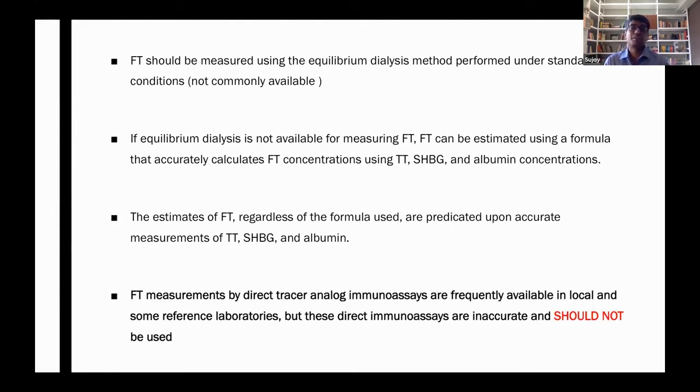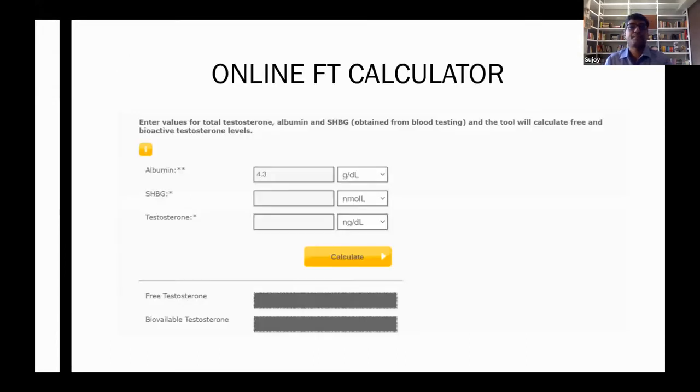Free testosterone measurements by direct tracer analog immunoassays are frequently available. You'll find a lot of the labs doing these tests. Please don't do these tests. So that's the online calculator. You just take the total testosterone that you've measured, the SHBG and the albumin, and then you can calculate it.